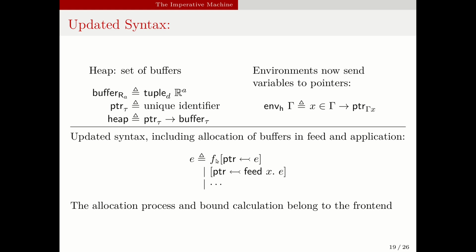And then we need to update the syntax to take this into account. In particular, for every function application we need to add a pointer. We're using this arrow to signal that we're going to store into the buffer the value of E at the current time. And also for the feedback, we need to add a pointer to all the feedbacks. It's very important that these pointers are independent, that is to say, we're not reusing pointers. Otherwise, the semantics will be incorrect. The location, process, and the bound calculation belong to the front end, so from now on we will assume that they are properly allocated.